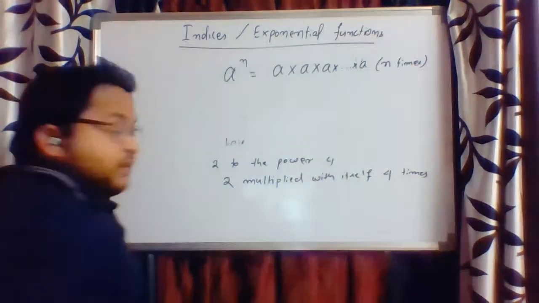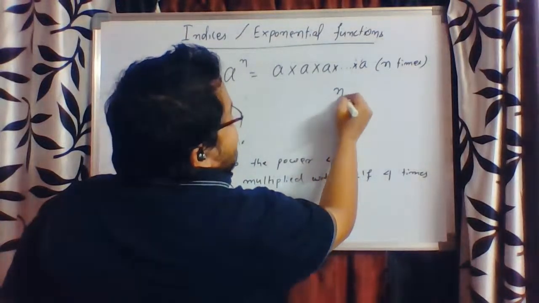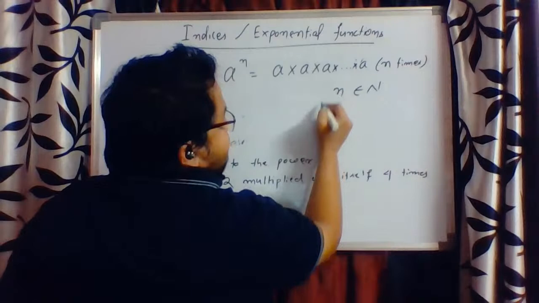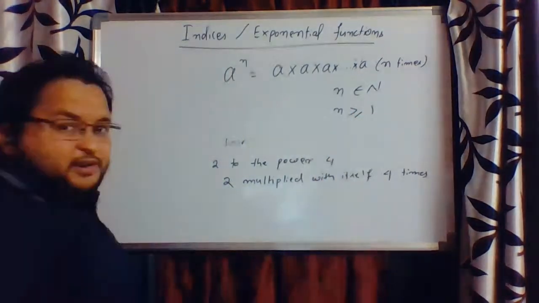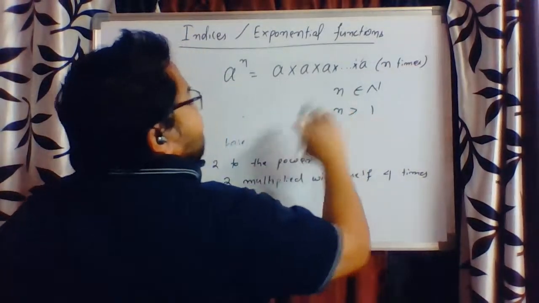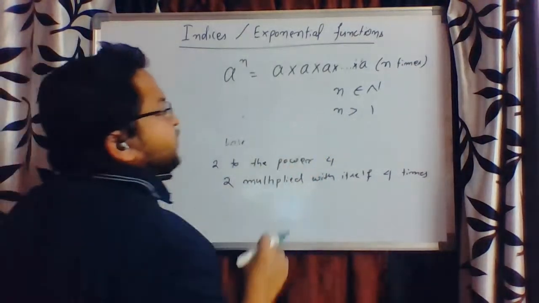One interesting thing to notice here is that n belongs to the set N, which means your n is greater than or equal to 1. Fundamentally, we normally take it as n greater than 1. Why I removed the equal to 1, I'll tell you in a few minutes.